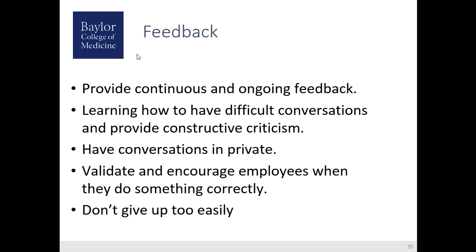As you have employees, whether it's a new employee or an employee that's been with you for a while, you want to provide continuous and ongoing feedback. Learning how to have those difficult conversations and provide constructive criticism. Have those conversations in private and validate and encourage employees when they do something correctly. And don't give up too easily. It's probably taken you a while to find this position. And sometimes it's easier to train them on a new skill or a software that they are lacking experience with than to start the recruiting process all over again.